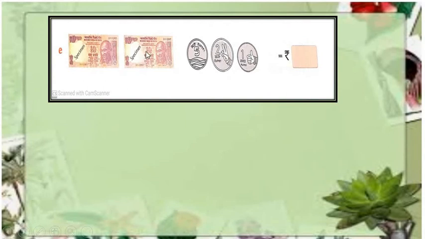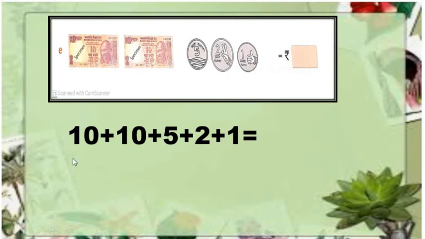We have two 10 rupees notes, 5 rupee coin, 2 rupee coin and 1 rupee coin. What is the total? Total, how much money we have? Let us see. 10 plus 10 plus 5 plus 2 plus 1. 10 plus 10, 20 plus 5, 25 plus 2, 27 plus 1, 28. Here we have total 28 rupees.